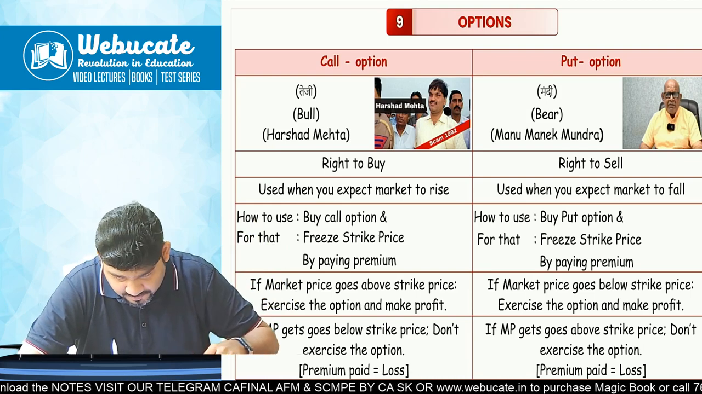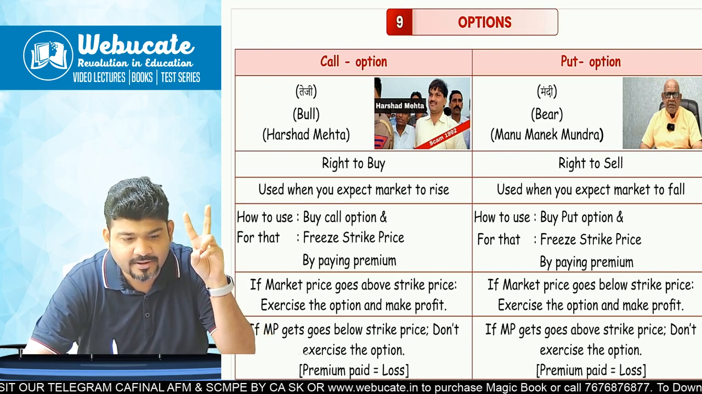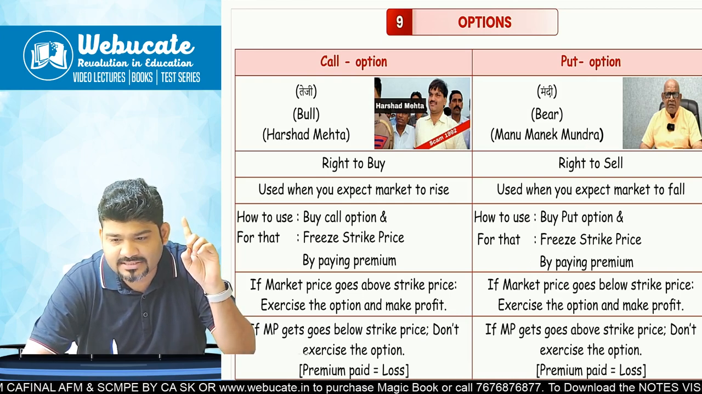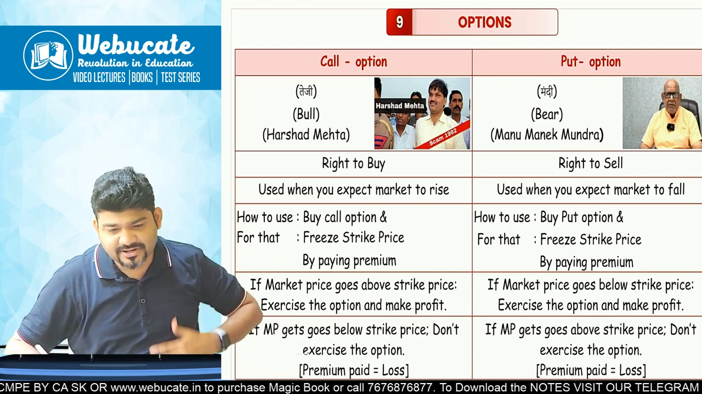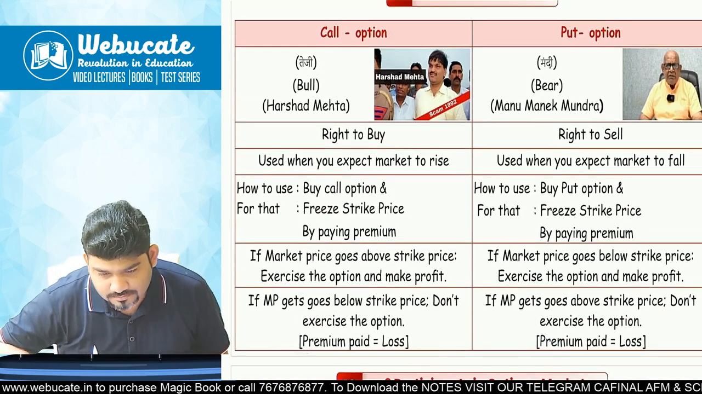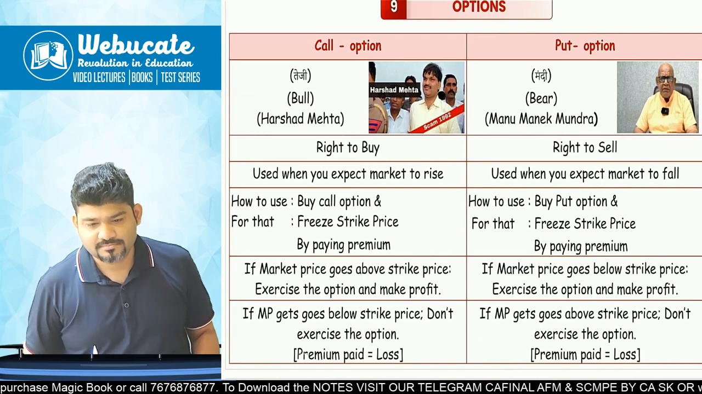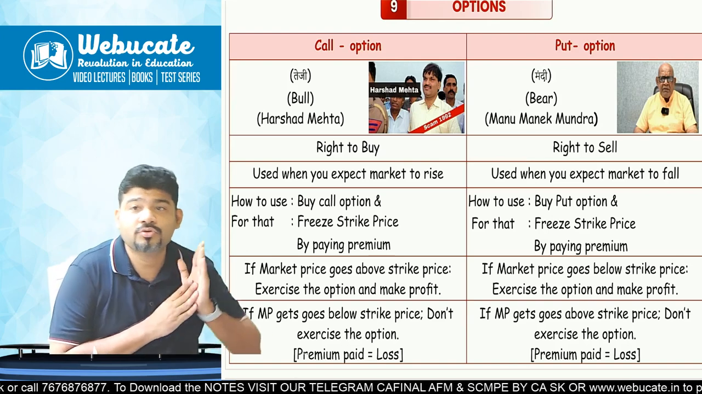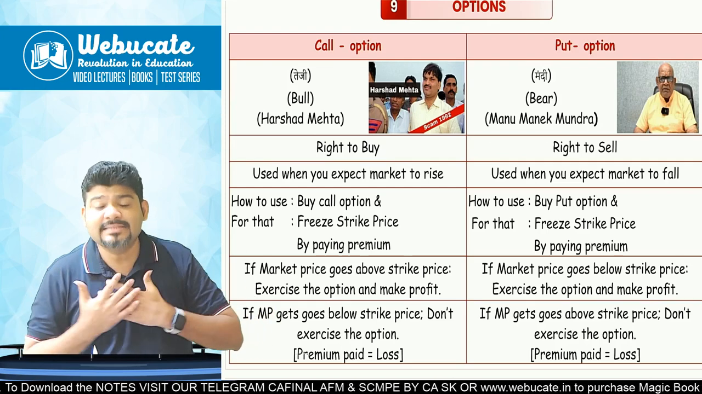So let's try and understand. There are two kinds of options market. One is called the call option, the right to buy, and the other is called the put option, the right to sell. Now, what exactly is the difference between both of them? Let's start. First is the call option. What is the call option? Right to buy. Right to buy means I can buy it at the price that I freeze.